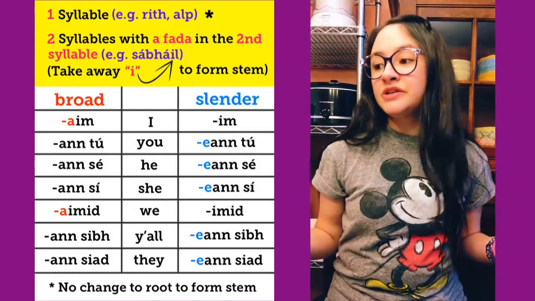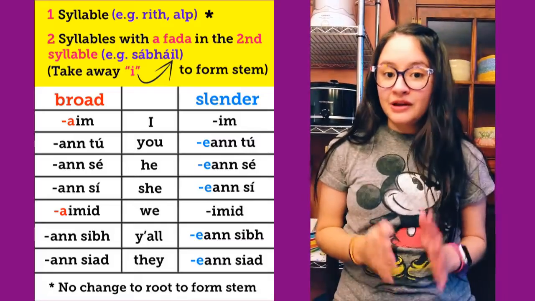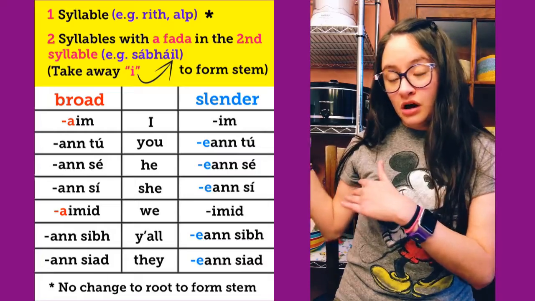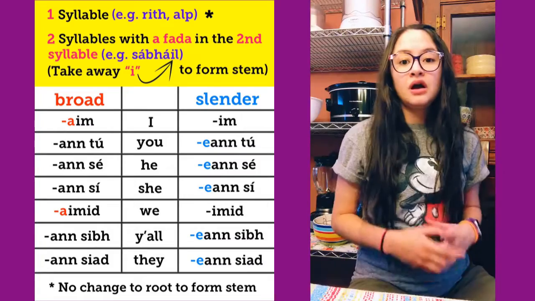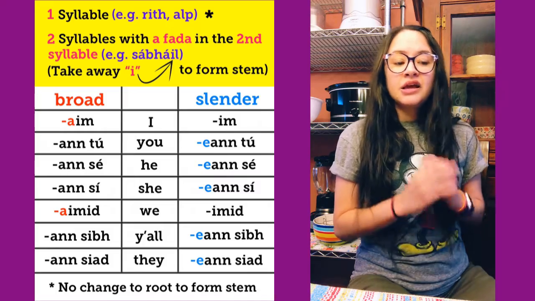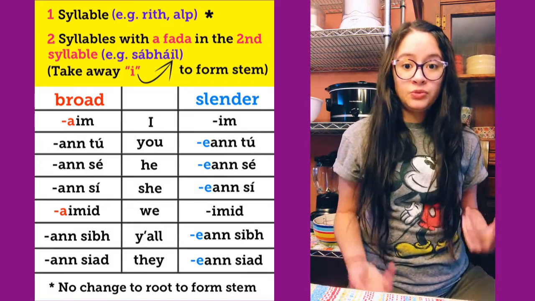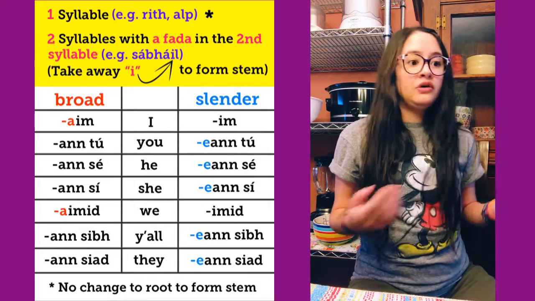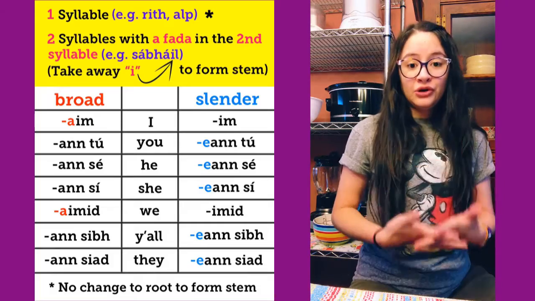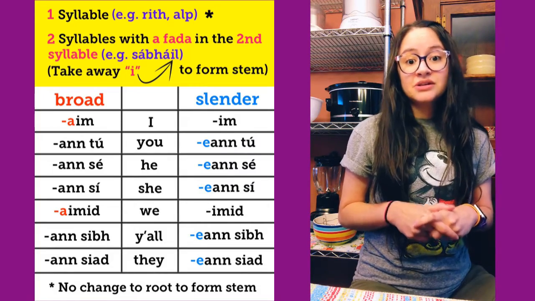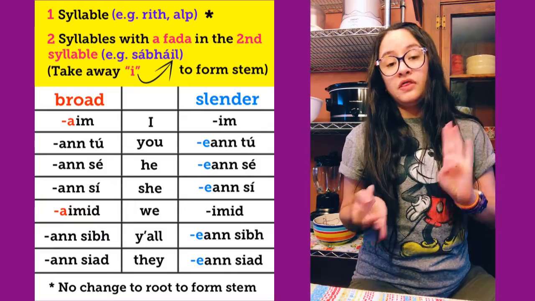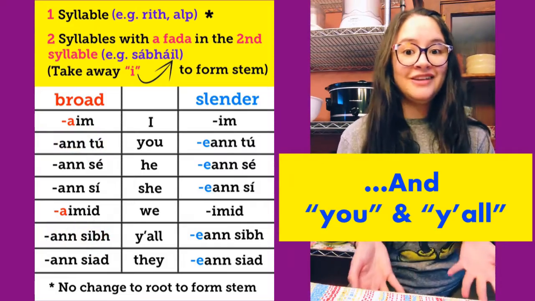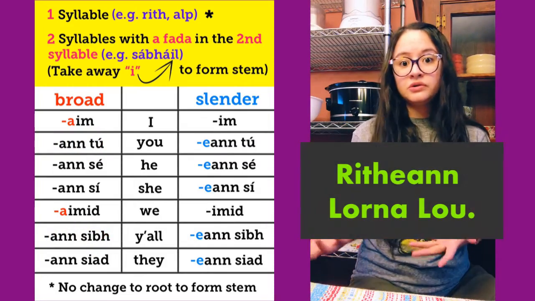Okay, now let's look at some of these suffixes. Once you've determined if it's a broad or a slender verb, you can pick which suffix to add on to the end to say what you want to say. One quick thing to remember is that if your subject is something other than a personal pronoun, like the dog, the tree, Lorna Lou, the verb is going to take the suffix of he, she, they for any particular verb group. So, for example, Lorna Lou runs would be rihin Lorna Lou.